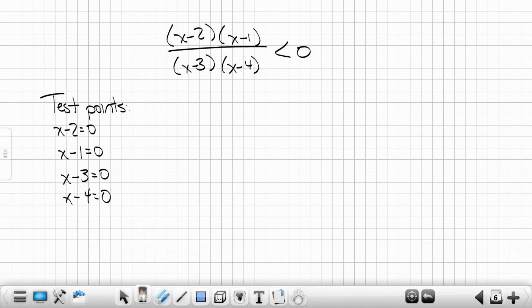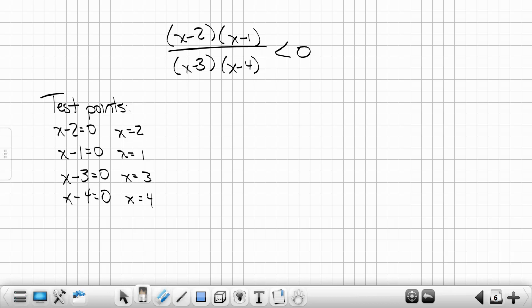We good? I just took each one of my parentheses and set them equal to 0. So this is going to give me x equals 2, x equals 1, x equals 3, and x equals 4. I just realized that I made all of them a negative sign, and that made all of my results positive. You guys get it, that it would be whatever the opposite sign is, right? Okay, so these are my test points.